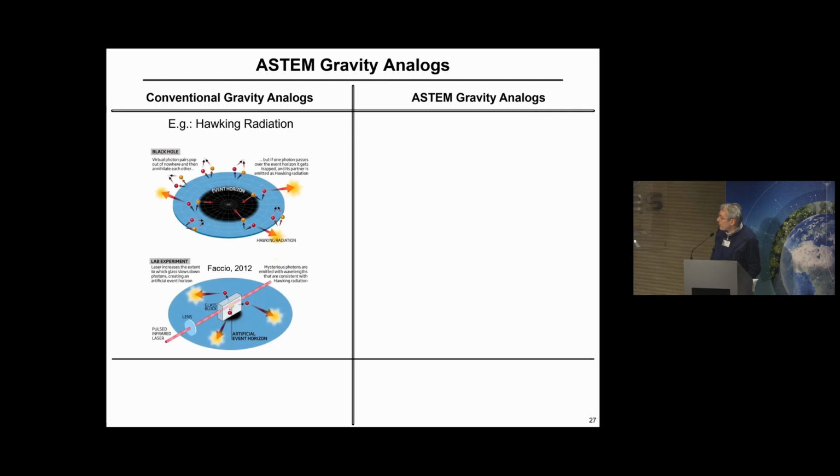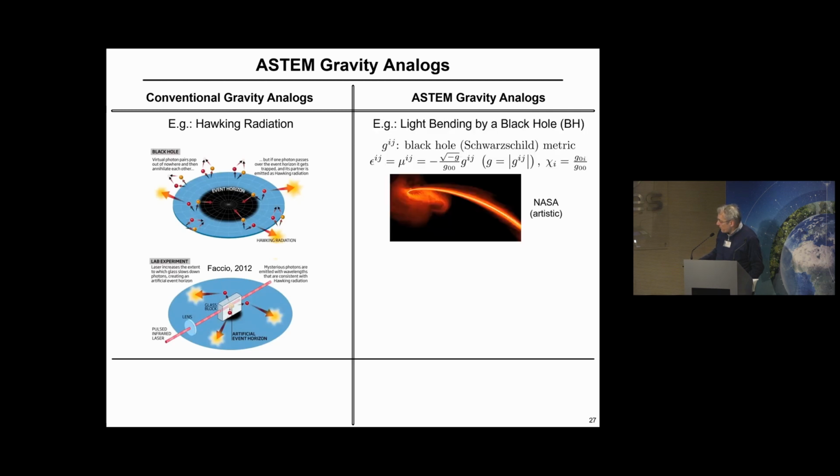So some people have tried in the laboratory to emulate this type of effect. They have done this only in one dimension. For instance, you see here a laser that is getting into a nonlinear cell, and on the periphery of the laser, you will get similar types of effects. Now, what we do, I call this ASTEM, accelerated space-time engineered modulation, gravity analogs, is a bit different.